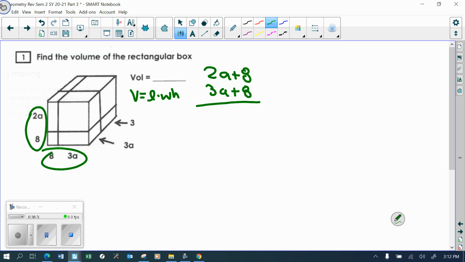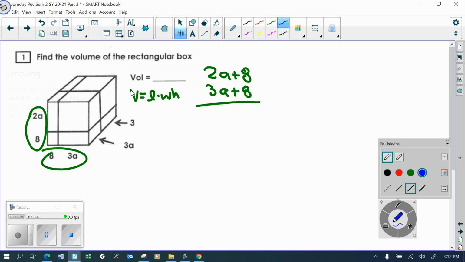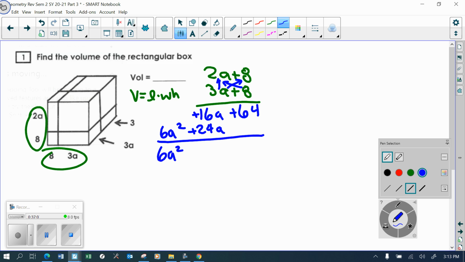Notice I wrote it in standard form, meaning highest degree down, because then when I multiply these, they'll line up like terms. And then I use the vertical method like you do in elementary school. 8 times 8 is 64. That's a positive 64. And 8 times 2a is 16a. That's positive. Then 3a times 8 is 24a. Line up like terms. And then lastly, 2a times 3a is 6a squared. Let's add straight down: 6a squared plus 40a plus 64.